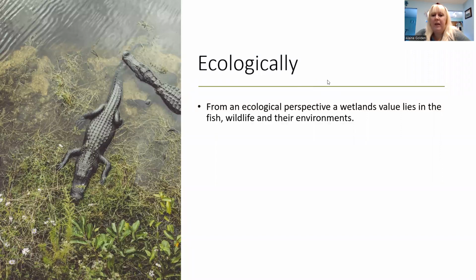So ecologically speaking, from their perspective, a wetland's value lies in what it can provide. So fish, wildlife, and the environments that they live in. Like I said in the previous slide, fish species, especially commercially fished species, often start their life cycles in wetland habitats. Same thing with frogs, although that's not really a commercial value, but definitely key fish species is a big one.